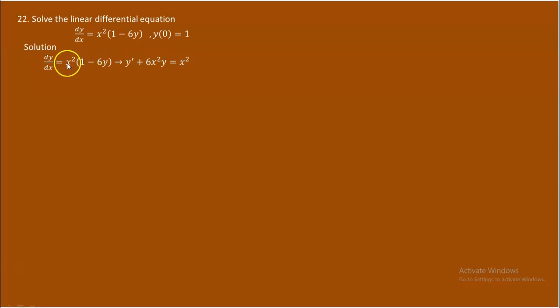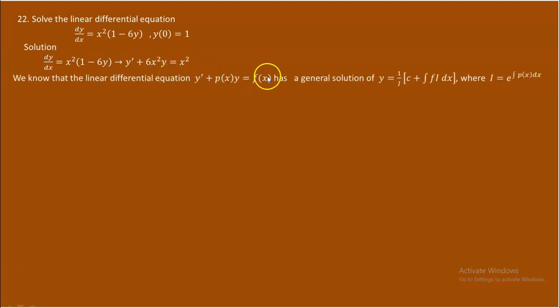Let's now move this x squared times minus 6y to the left. In this case it will be plus 6x squared y. So look, students, this is now a linear expression written in terms of y prime plus p of x y is equal to f of x. So the standard form is like this: y prime plus p of x y is equal to f of x. From this we have derived a certain formula, and that was y is equal to 1 over I, which is actually the integrating factor, into the constant c plus the integral of f times I dx.